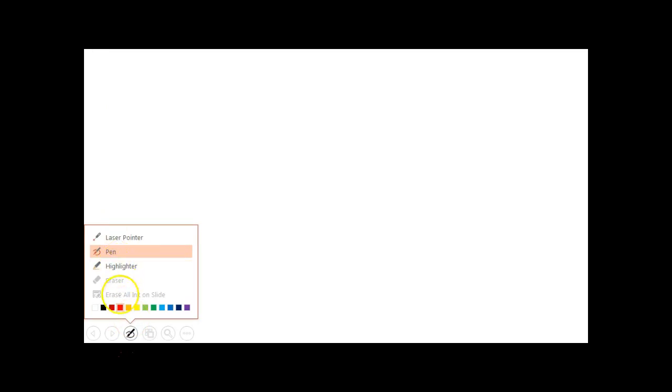Page 134. Get my pen set up. Have to keep an eye on my computer to make sure it keeps charging. Okay, this is page 134, problem set 5.4, number 7.